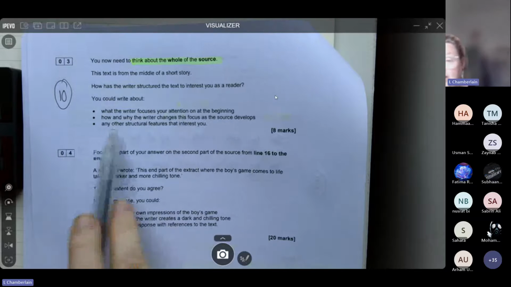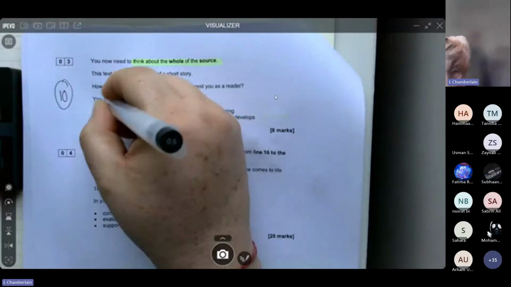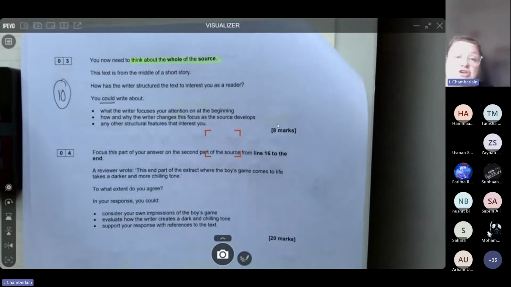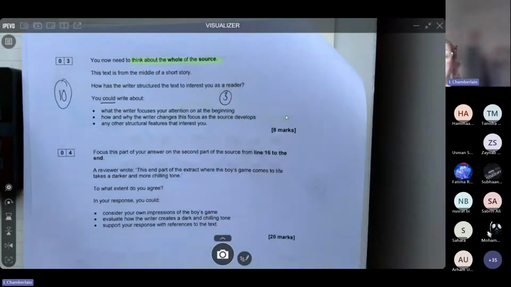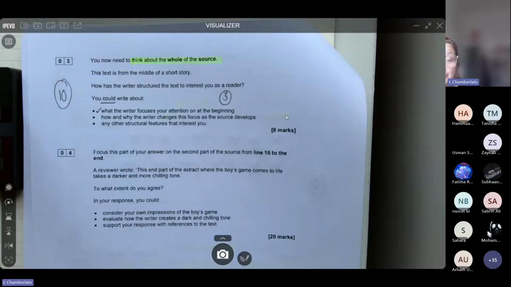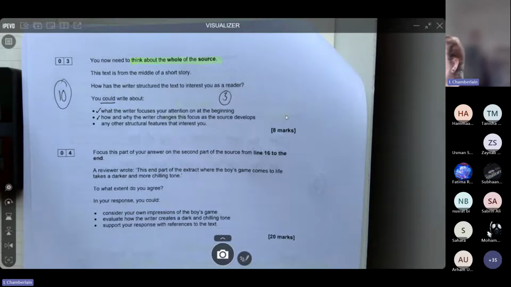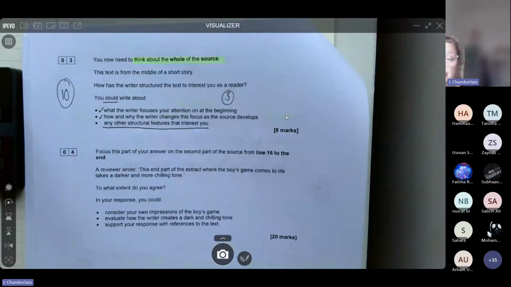And then, just like in question 2, we've got some things we could write about. And remember, it says that you could, not that you must or you have to, but you could. And I want you to really think about the fact that ideally you need to have 3 things you're going to write about. So we're looking for 3 structural features. Now, their suggestion is that you write about what the writer focuses your attention on at the beginning, how and why the writer changes this focus as the source develops, and then any other structural feature that interests you as a reader.